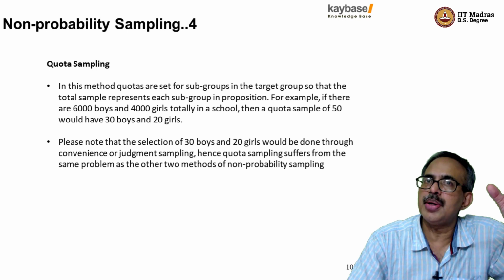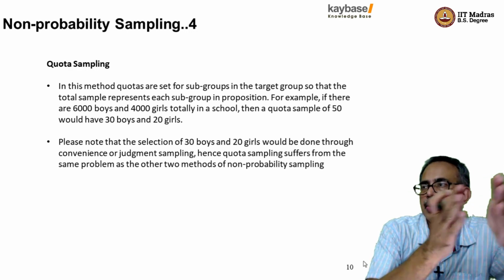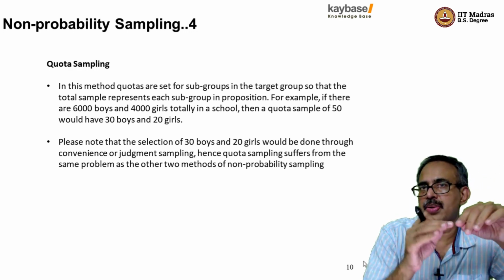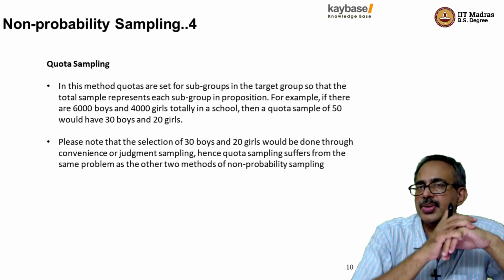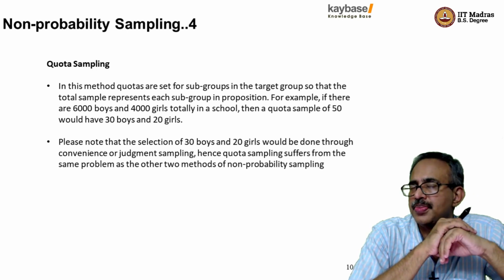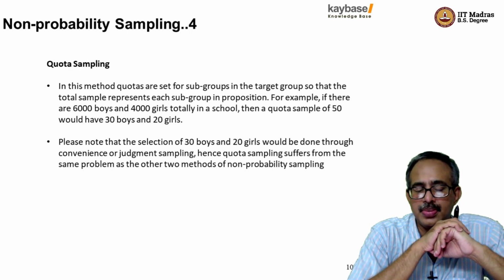How will you take those 30 boys? We cannot say into convenience sampling. So quota sampling is just a way of deciding which are the sections and how many people. But within the quota, we still select with convenience sampling. Right? So convenience sampling is the relevant method of sampling even in this particular situation. Any questions so far, or shall we go forward? Yeah, let's go forward.